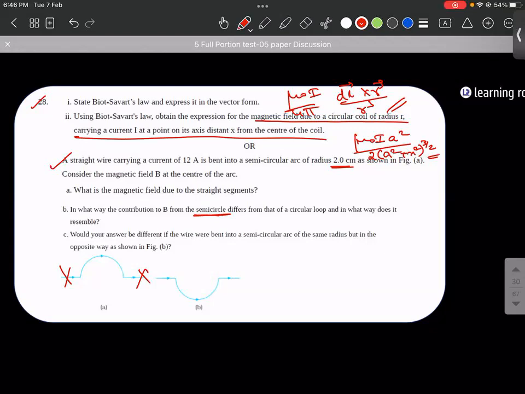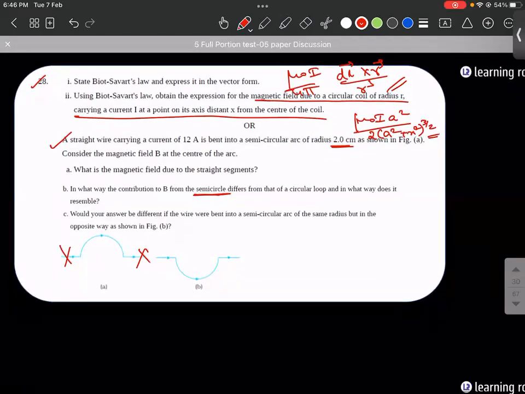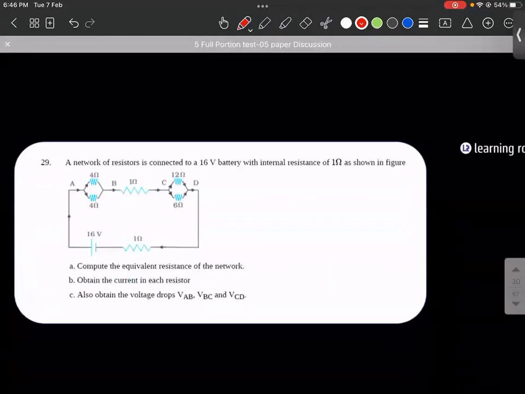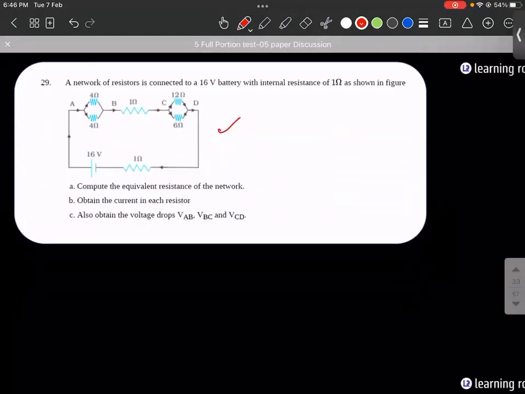This is also an NCERT solved example. Right? What is the answer?